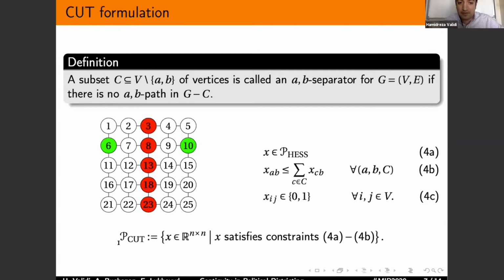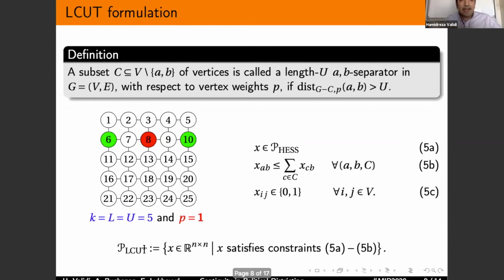And then we have the polytope of cut. You can see that there are no flow variables, but the size of the model, based on the number of constraints, really increased to exponential. And then the next model that we came up with is the L-cut formulation.